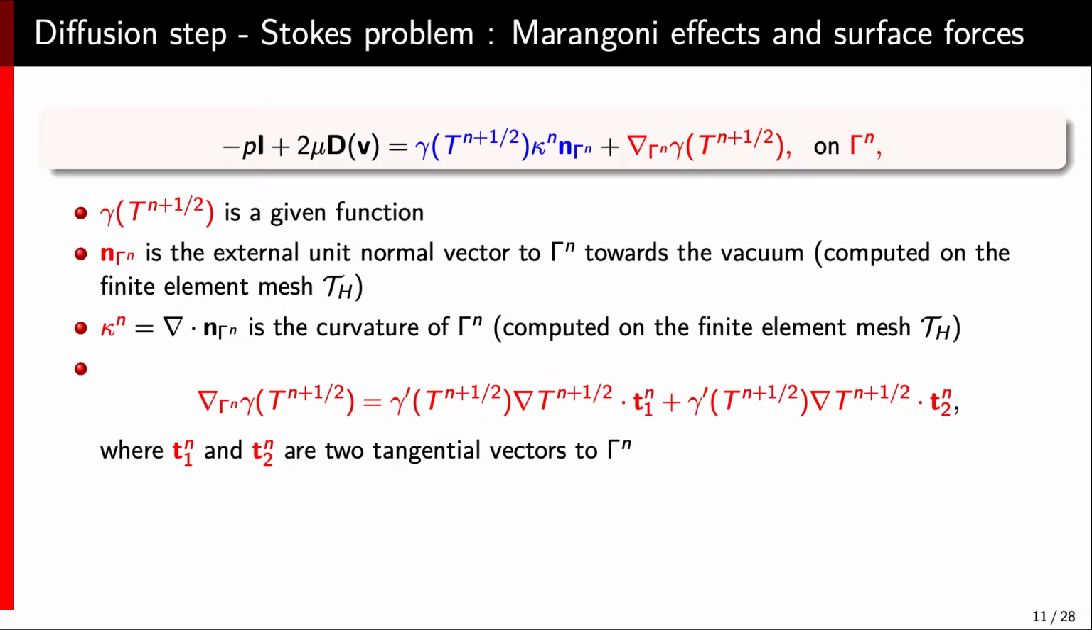And then we are going to move to advection. Just one more thing before that. When you are going to solve the Stokes problem, you need to be able to enforce this surface force on top of the domain. Again, you're going to have the blue contribution, which is the surface tension effect, the curvature of the free surface, and the red contribution, which is an approximation, thanks to the pre-calculated temperature, of the Marangoni effect.